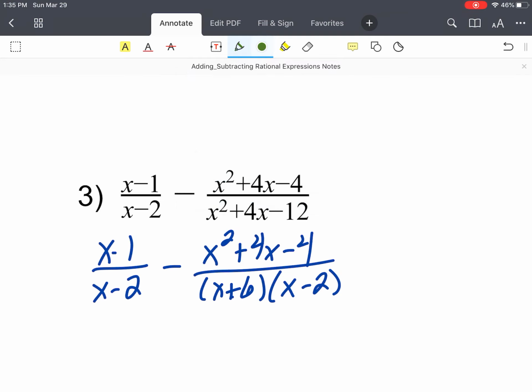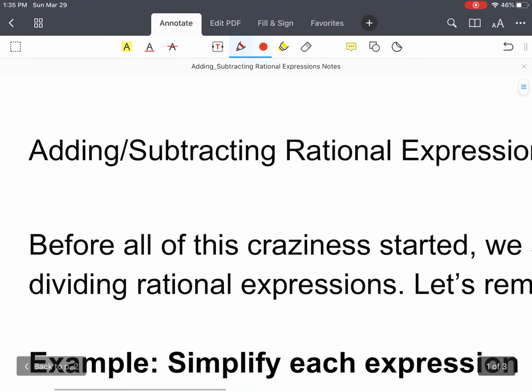So what this shows us is that we've already got this x minus 2 in common. Okay? The thing that we don't have on our left fraction is the x plus 6. So I'm going to have to go over to this fraction and multiply the top by x plus 6 and the bottom by x plus 6 to get that common denominator. Okay?